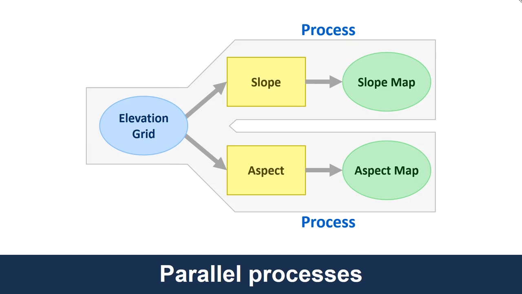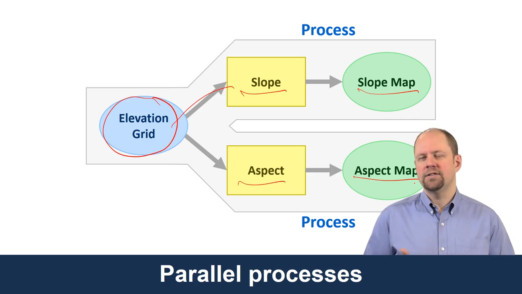So we can have multiple processes that run in parallel. What we're doing here is we have one input data set that's then being used for multiple things. So that elevation grid could be used to generate a slope map using a slope tool. We can use that same elevation grid to calculate the aspects. So what direction are those slopes facing? So those are happening in parallel in terms of the way our model is set up.